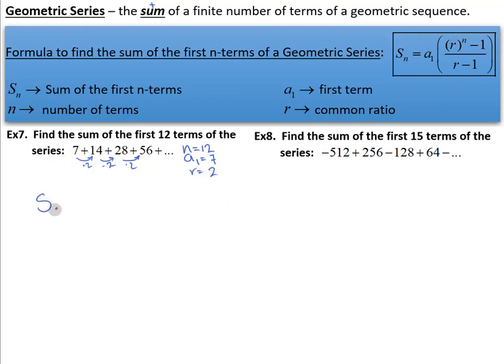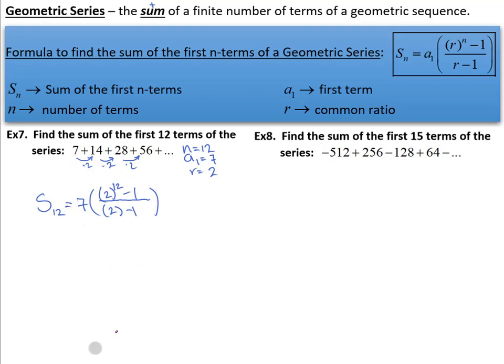So let's follow the formula. The sum of the first 12 terms equals the first term, 7, times kind of big parentheses and a fraction here, of r to the n power. So always put r in parentheses, to the 12th power, it's a good thing we're using a calculator, minus 1 over r minus 1. So 2 minus 1. Now, the bottom doesn't necessarily need to be in parentheses because we're just subtracting, but up here where you have an exponent, you definitely want your parentheses.